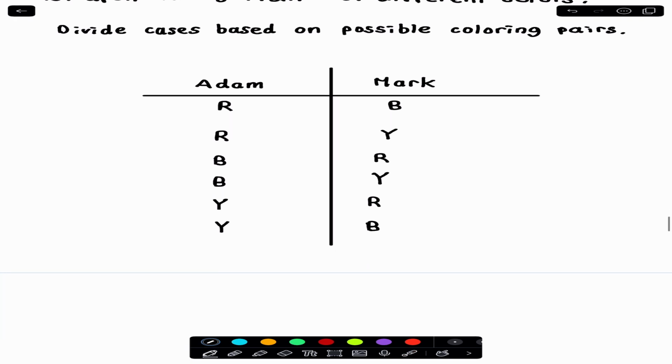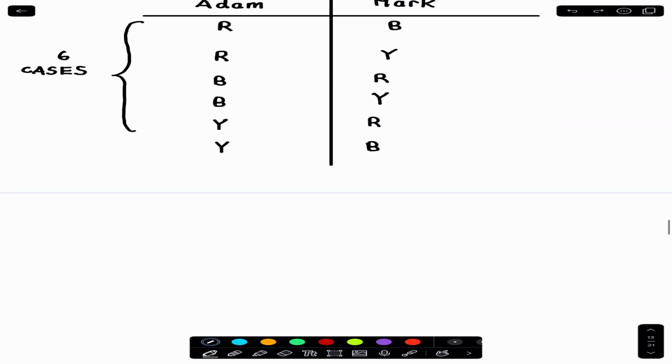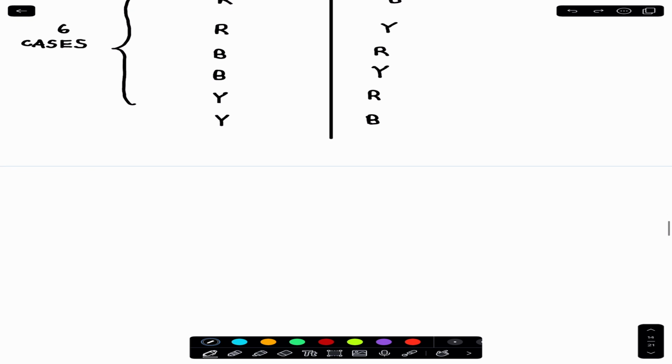So let's just emphasize that. We have, sorry, that was terrible. Let me try to make it a little neater. We have 6 cases to cover, so let's count them all. So let's work through this. We got these 6 cases to cover. So first, case number 1.